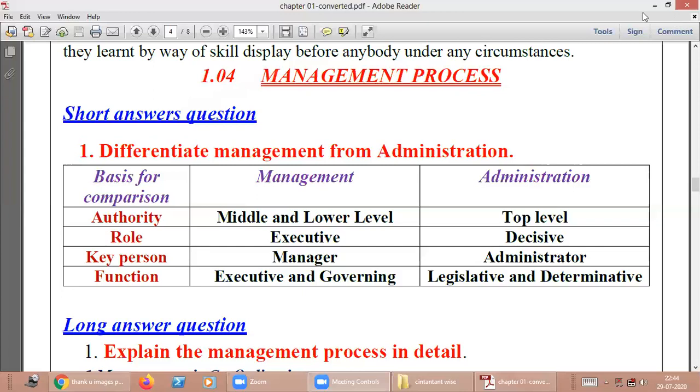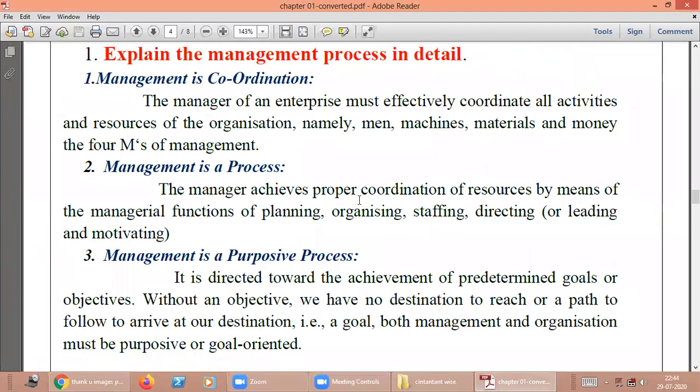Next, the 5 mark question will be in this chapter 1.04 itself. The question will be: explain the management process in detail. There will be different subheadings. First one, management is a coordination. Without coordination, nothing can happen in a company. We cannot push anything in a company.